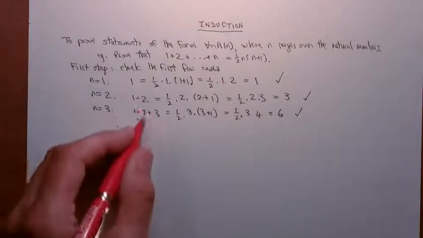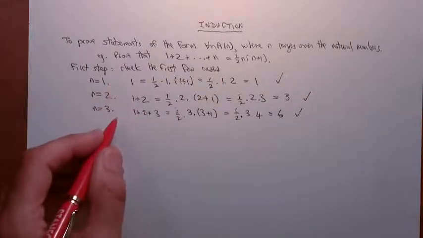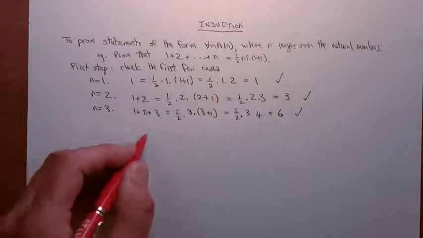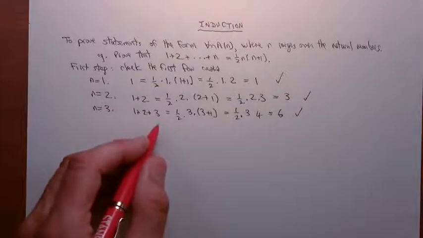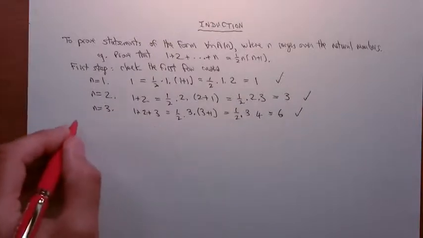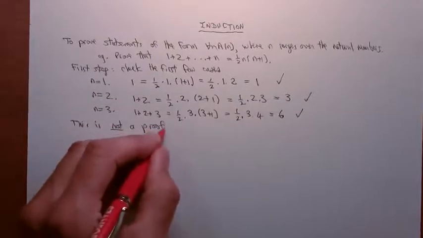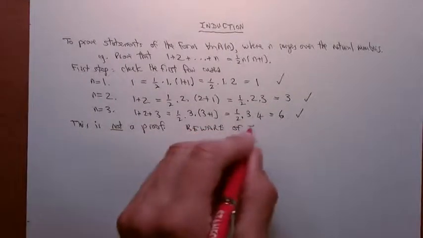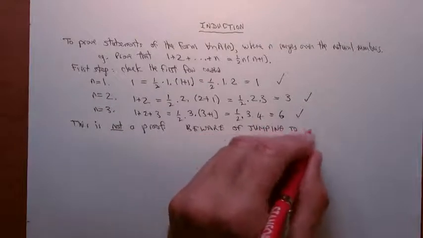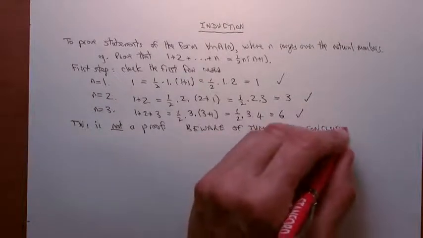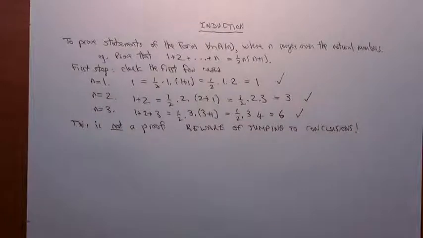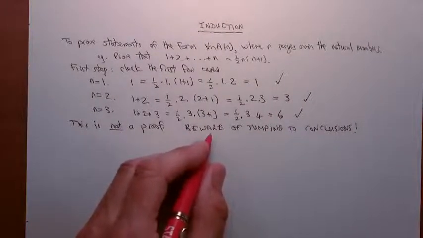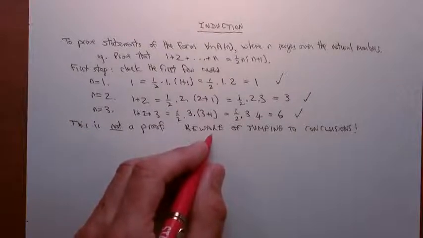Now, so far, this isn't a proof. This is just checking the first 3 cases. In fact, you've got to be very careful about jumping to conclusions based on the first 3 or 4 cases. So let me just stress that. This is not a proof. Okay, let me stress it again. Beware of jumping to conclusions. And to drive this point home, let me give you an example where if you jump to conclusions, you'll come to the wrong conclusion.